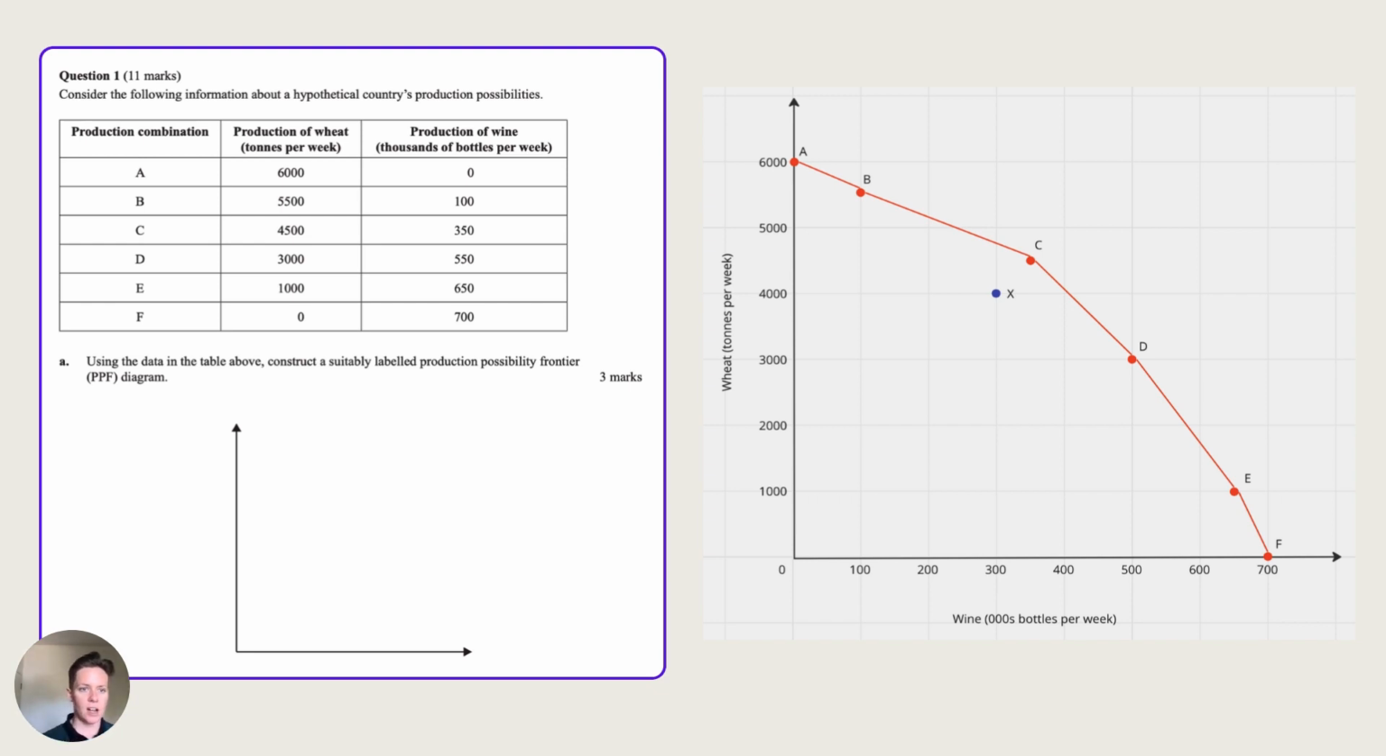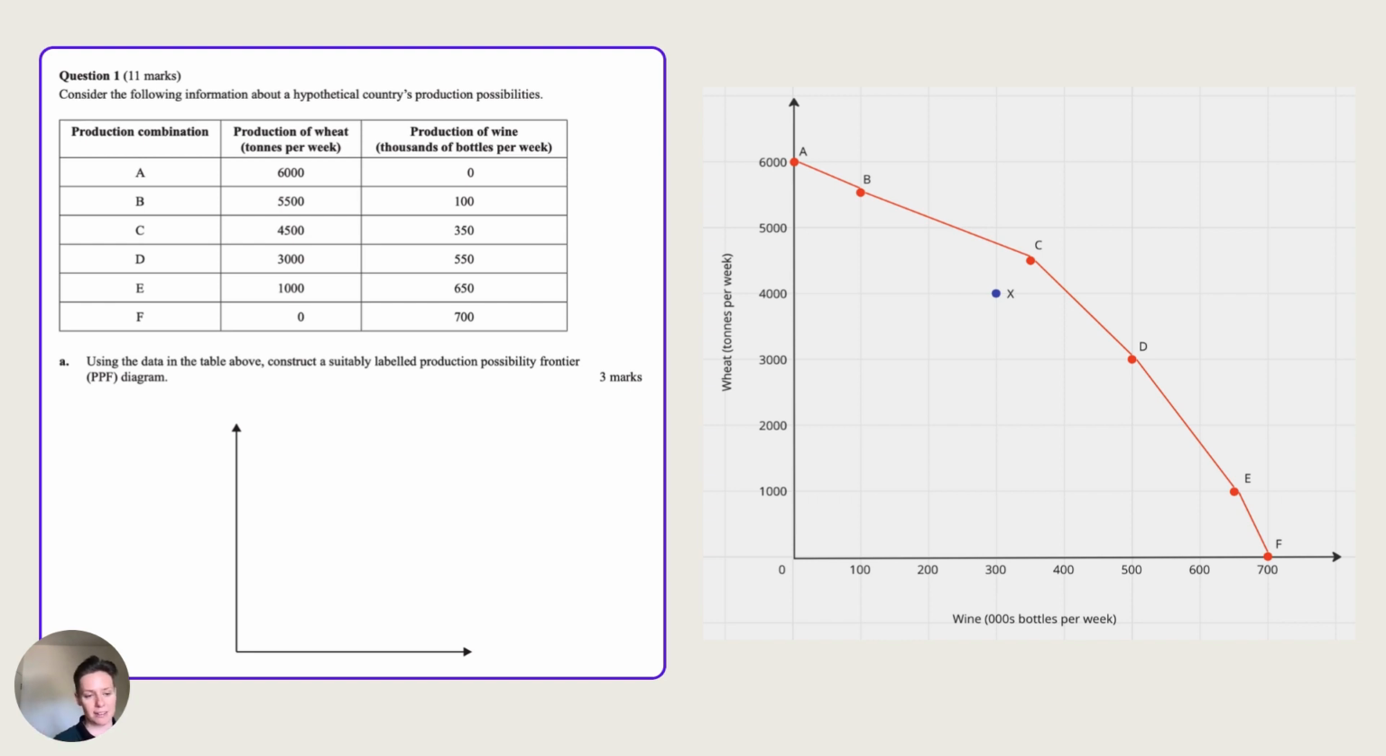Now, when I was doing it, I looked at it and went, right, I went from 0 to 6,000. I'm going to use a 1 centimetre scale, and each centimetre is going to represent 1,000 tonnes of wheat produced per week. And that's what I've got here on my y-axis, right? 1,000, 2,000, 3,000, and so on. And I've made it really clear what this axis is because I've labelled it. So that's another key component when you answer this question.